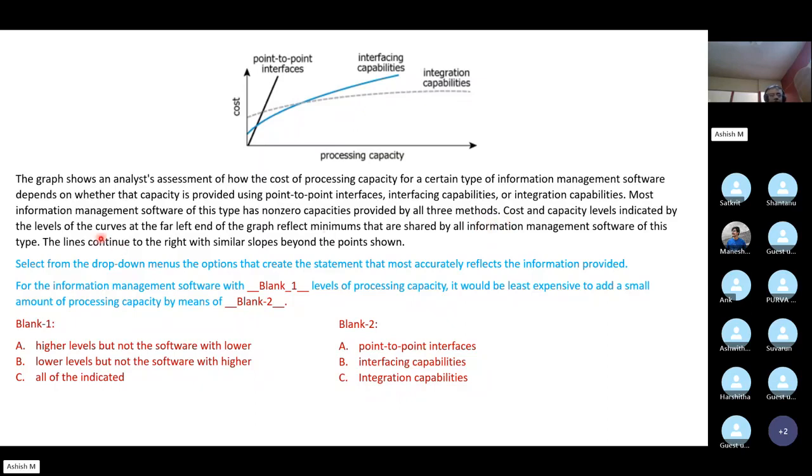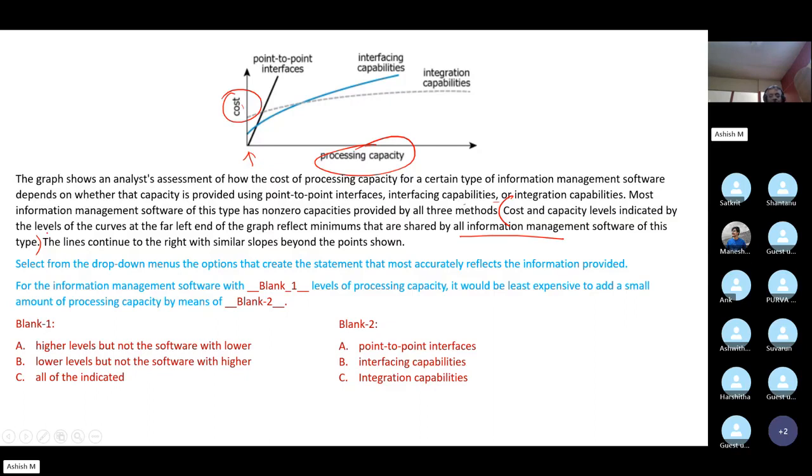Cost and capacity levels indicated reflect the minimum that are shared by information management software of this type. What does this mean? Can someone interpret this? Cost and capacity levels indicated by the levels of the curves at the far left end of the graph. Far left end would be this, reflect minimums that are shared by all the information management software of this type.